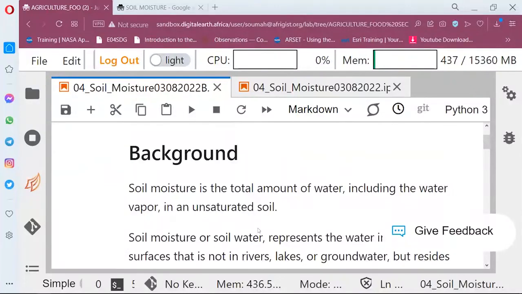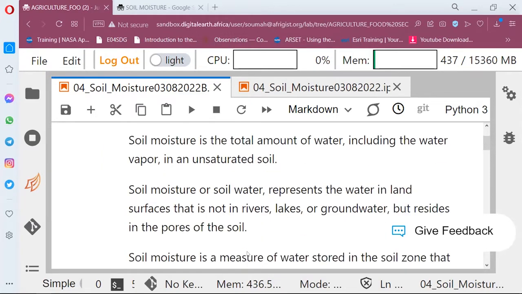Let us start with some clarification of concepts that will enable us to understand what it is about. Soil moisture is the total amount of water, including the water vapor, in an unsaturated soil. The soil moisture or soil water represents the water in land surfaces that is not in rivers, lakes, or groundwater, but resides in the pores of the soil.